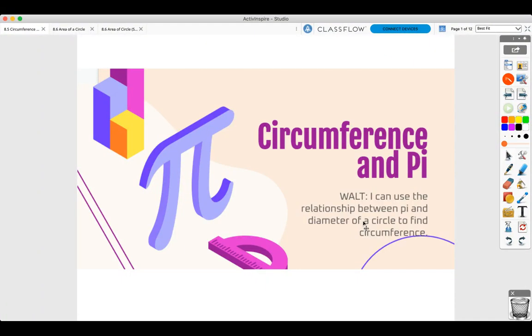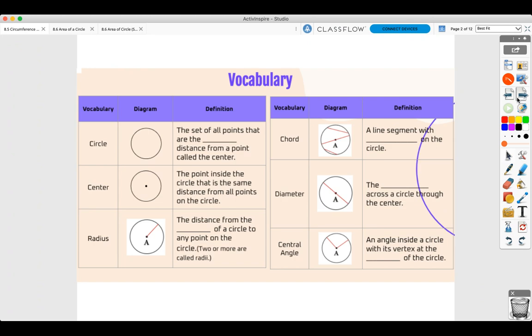Hi students, today's lesson is going to be on circumference and pi. You'll be able to use a relationship between pi and the diameter of a circle to find circumference. Here's some key vocabulary for circles.